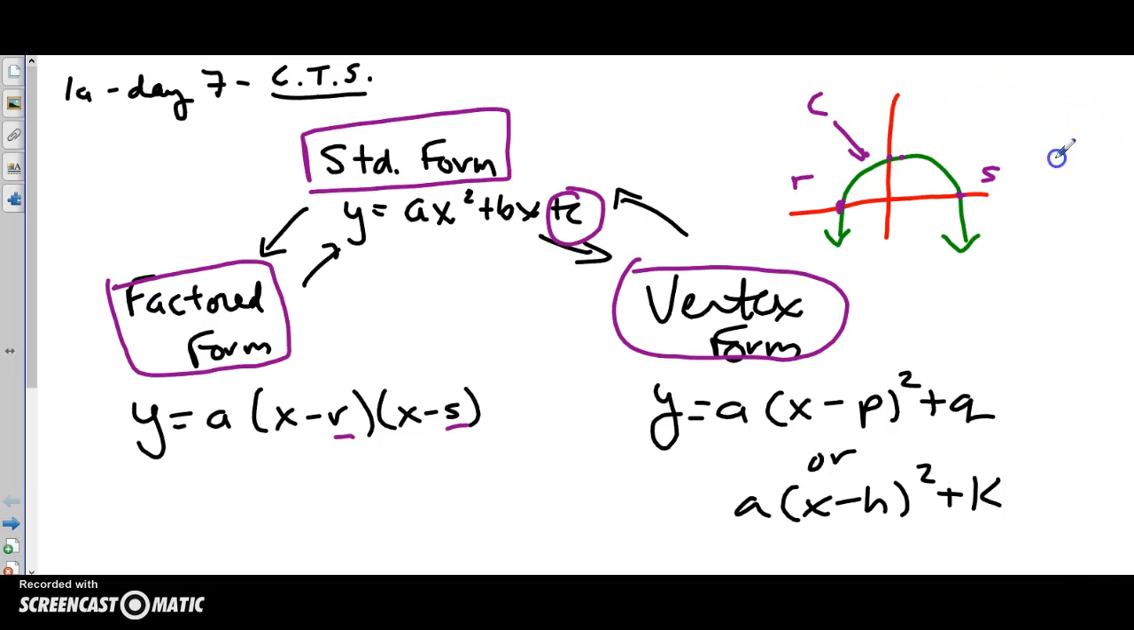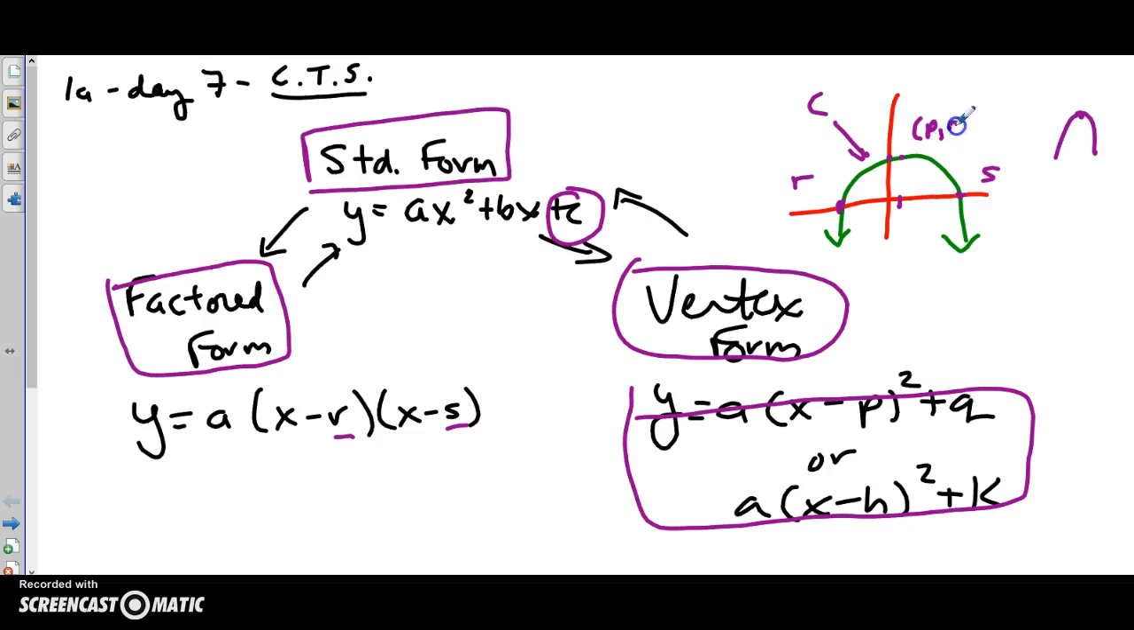And if I go a little bit further, I'm going to have my vertex right here. So when you have a parabola, you have your vertex, and your vertex is up here. Your vertex is found in vertex form. Now, that's either p, q or h, k, depending on your textbook. I'll use p, q. There's my p, that's how far I move side to side. And that is my axis of symmetry. My axis of symmetry is the line x equals p.